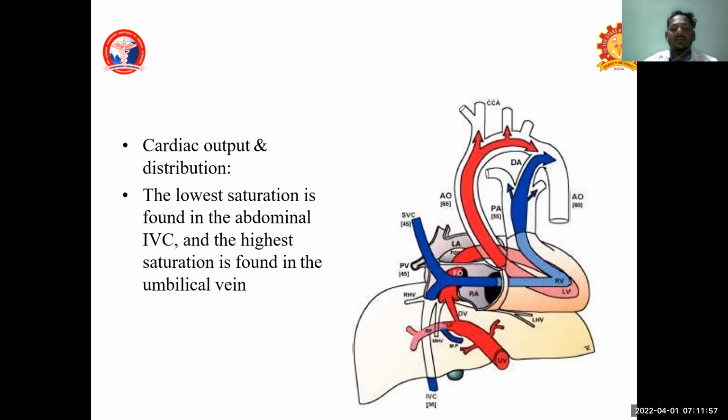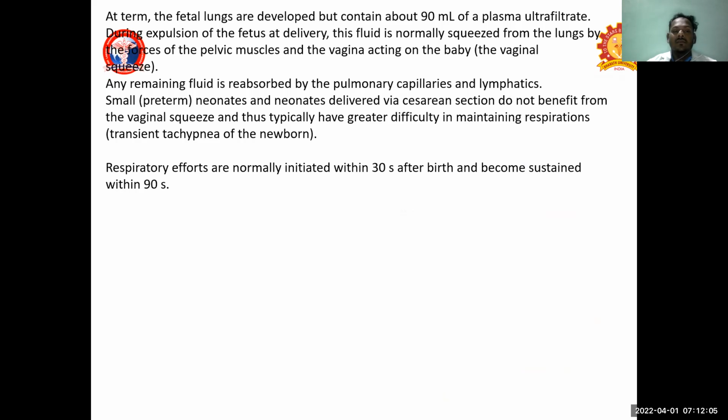The lowest saturation is found in the abdominal IVC, and the highest saturation is found in the umbilical vein. A term fetal lung contains only around 90 ml of a placental plasma ultrafiltrate. During expulsion of the fetus at delivery, this fluid is normally squeezed from the lung by the force of the pelvic muscles and the vagina acting on the baby. Any remaining fluid is reabsorbed by pulmonary capillaries and lymphatics.